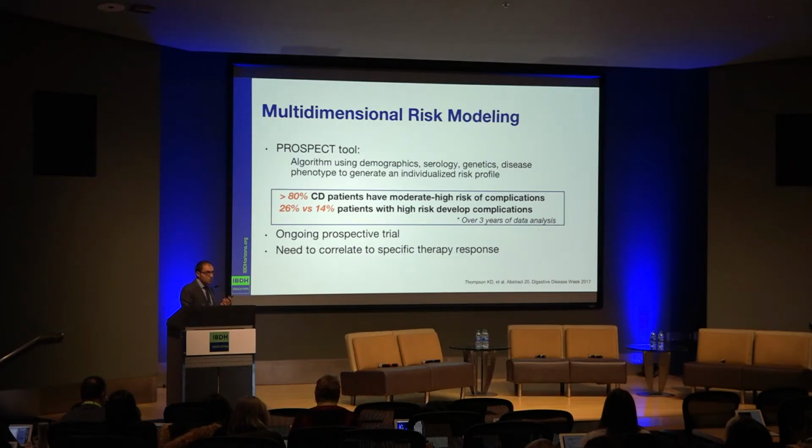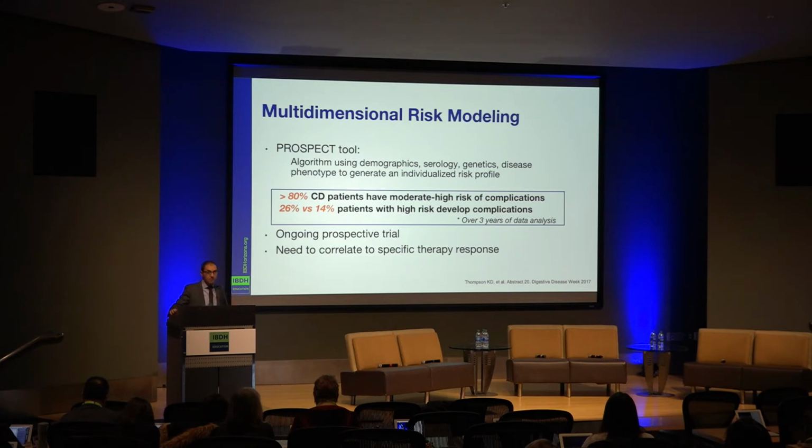And this is where new tools such as this tool, the Prospect tool, can actually offer us the future of predicting disease course. If you look at a lot of patients where you study their genetics, their serologies, their phenotype at diagnosis, and you put that together, you could come up with an equation to say you have an X% chance of developing complications. Now, the data go as far as 3 years, so that's not enough. We want to know what happens in 5, in 10, in 15 years.